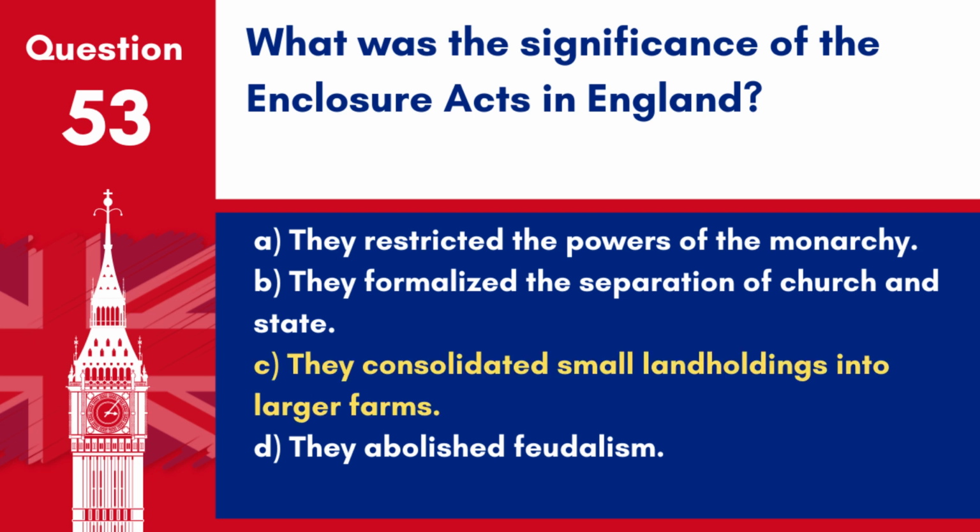Answer: C. They consolidated small landholdings into larger farms. The Enclosure Acts, passed from the 12th to the 19th centuries, allowed for the appropriation of common lands by wealthy landowners, dramatically altering the agricultural landscape and society.